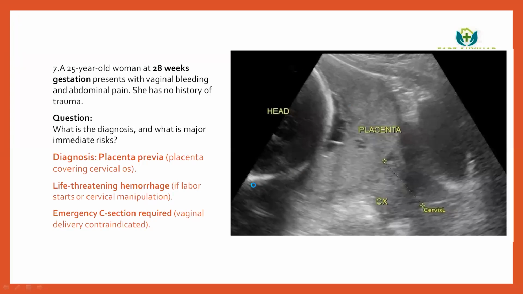Everyone, understand the anatomy. This is the head, and I put the labels on just to help everyone get the orientation. This is the cervical canal, and we can see the placenta in between the fetal head and the cervix. So it's a clear central placenta previa.